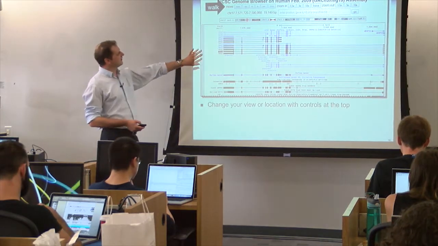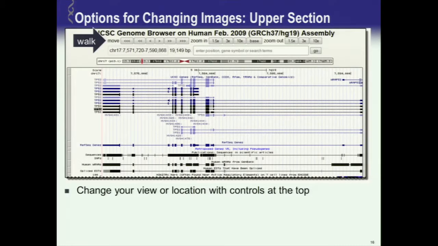Okay, so other basic things in the browser you can move around. So obviously once you've first entered here, we've decided we want to look at this P53 gene. Say we want to go, oh, what's upstream or downstream of that gene? You have your buttons here. The single arrow, I think, moves 10 or 20% of the window, left or right. The double arrow moves half the window. So in this case, you'd move just under 10 kb one way or the other. The triple arrow moves a full window width.